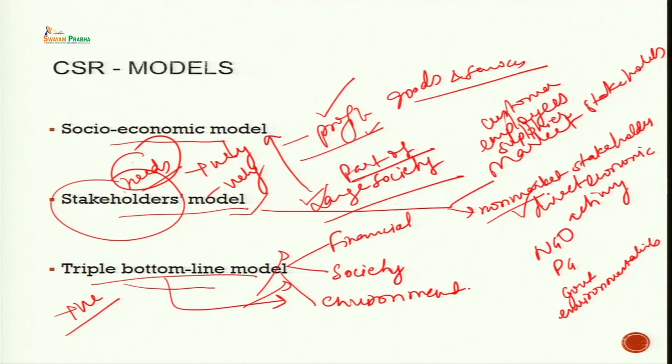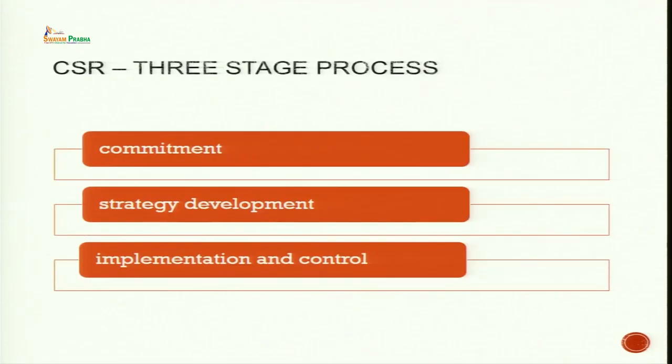Let us try to understand the various three-stage process of CSR. So, we have a three-stage process of CSR, which includes commitment on the part of the organization, strategy development for CSR, and its implementation and control. Let us see one after the other. So, the CSR three-stage process includes commitment, strategy development and implementation.